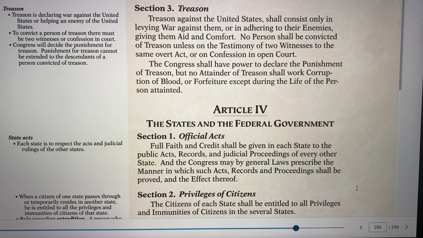Treason. What is treason? Treason is declaring war against the United States or helping an enemy of the United States. If you're helping the enemy, you can be committed of treason. To convict a person of treason, there must be 2 witnesses or a confession, and Congress will decide the punishment for treason. Punishment for treason cannot be extended to the descendants of a person convicted. So if your dad is convicted of treason, that doesn't mean that you're going to be convicted of treason. So it cannot extend to the family.